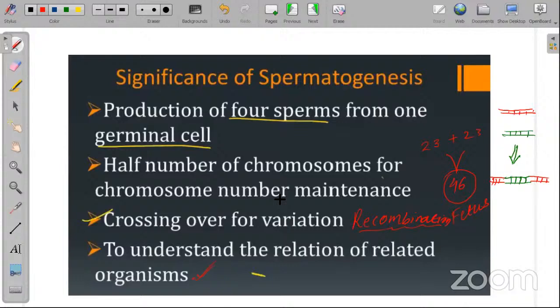Why? What is the meaning of the last point actually? From this process, we observe the same process in other organisms. जैसे for example, in case of primates, the process जो है वो इसी तरीके से होगा, like same. And that's why it helps to understand the relation of related organisms.